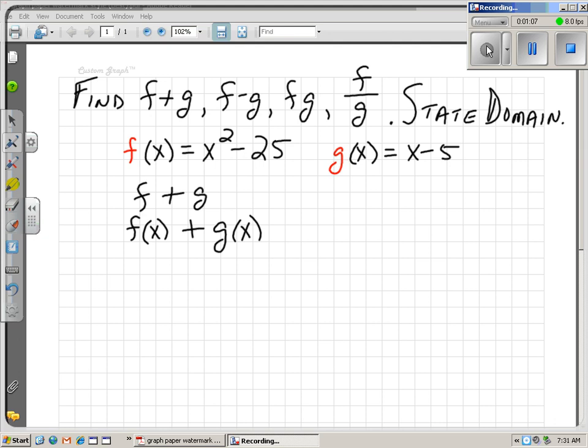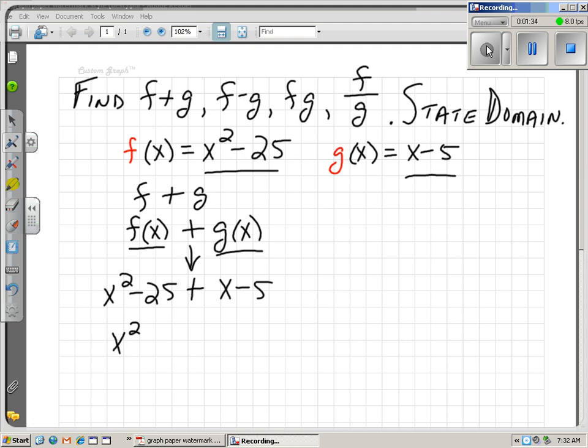That's easy enough. Well, the f function is x squared minus 25. So I'm going to replace f of x with x squared minus 25. And then my plus sign comes down. And now they say add the g function to it. Well, the g function is x minus 5. All right, and that's the hard part. Now we just got to kind of clean up the mess and simplify.